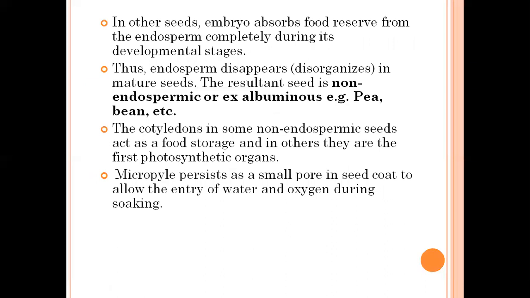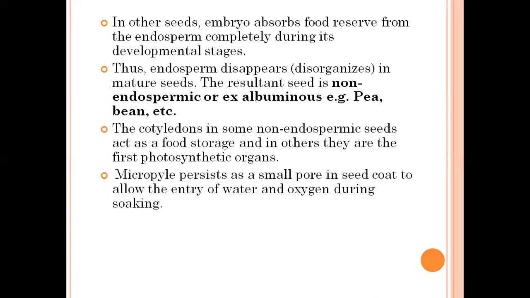Next, in other seeds, the embryo absorbs food reserves from the endosperm completely during its developmental stages. This means in other types of seeds, the endosperm is completely absorbed by the embryo. Thus, the endosperm disappears in the mature seeds.